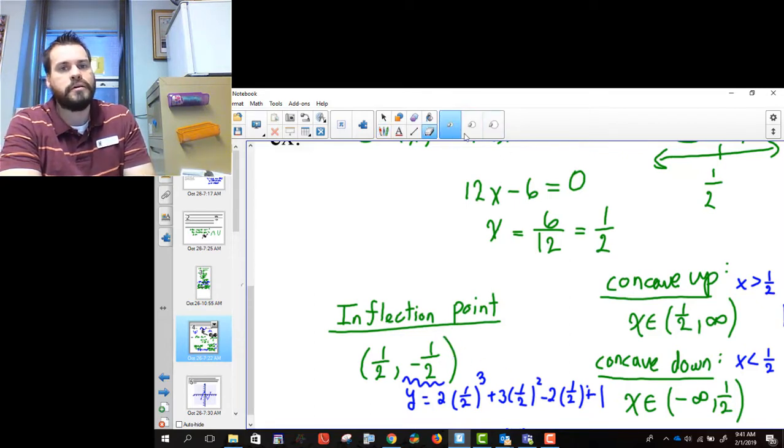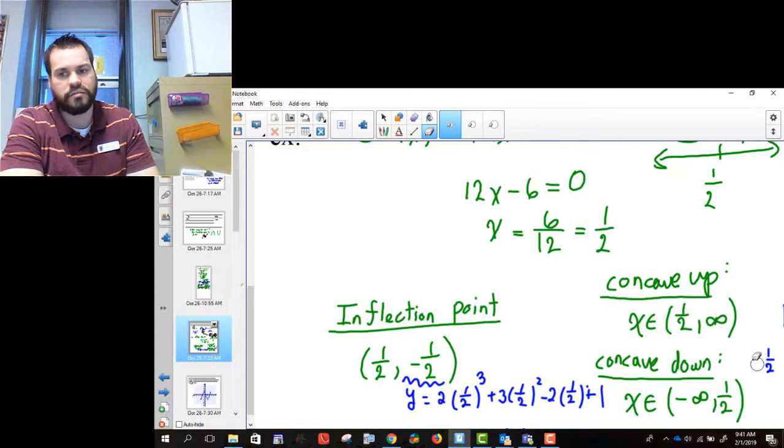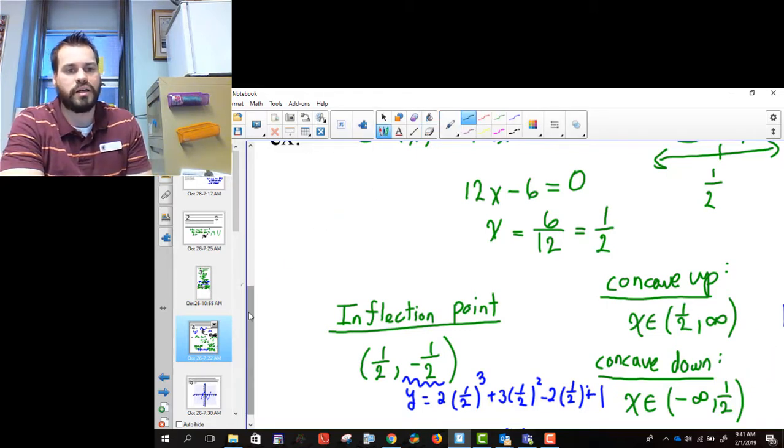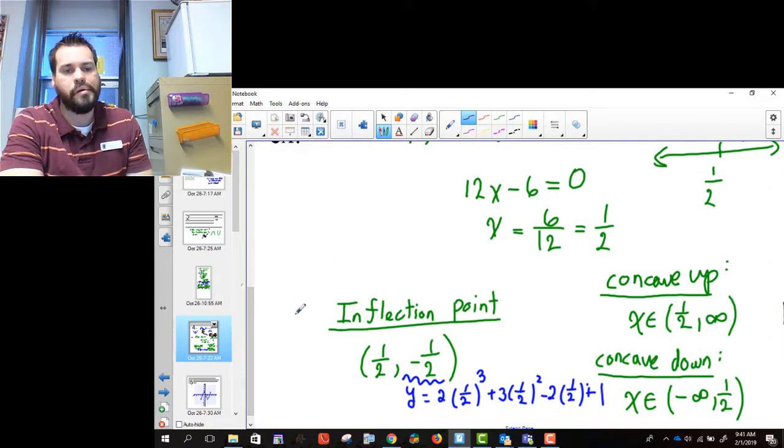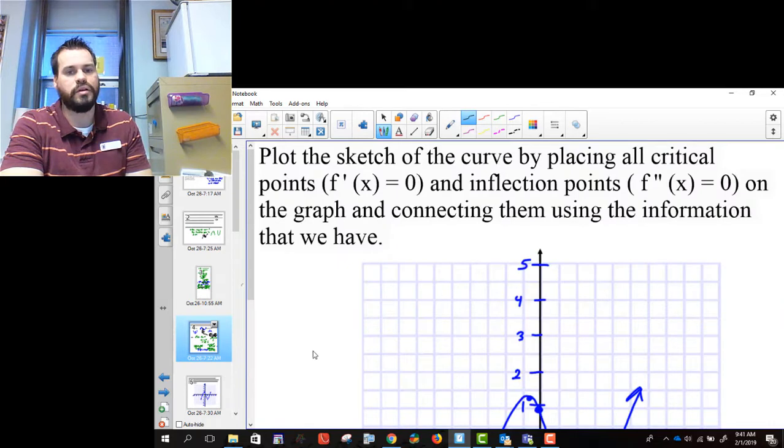Then, just like with increasing and decreasing, we ask what the positive and the negative are telling us. They tell us where the function is concave up and concave down. It's concave up after 1/2, so from 1/2 to infinity, and it's concave down from negative infinity up to 1/2.